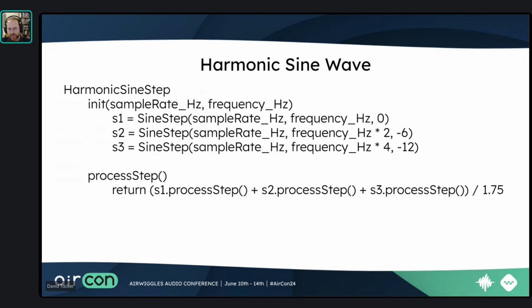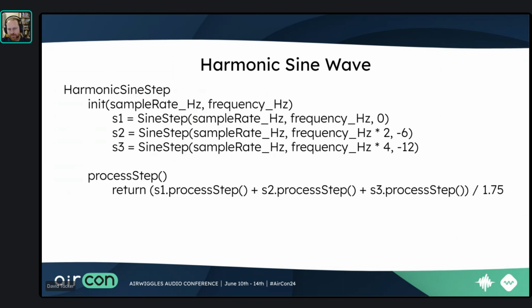So in this case, we're going to use three sine wave generators. One is going to be at the fundamental frequency. One's going to be at twice the fundamental frequency, and the last one at four times the fundamental frequency. And then the volumes are going to be at 0 dB, minus 6 dB, and minus 12 dB. And then on our process step, we're just going to calculate those three frequencies and sum them together. And then we do this weird thing where we divide through by 1.75.